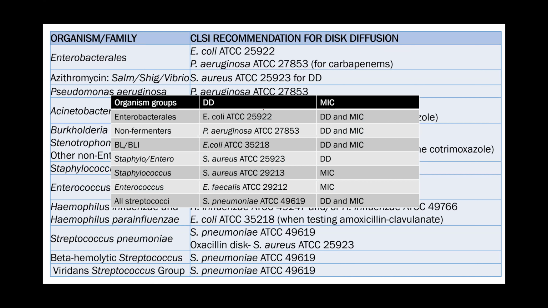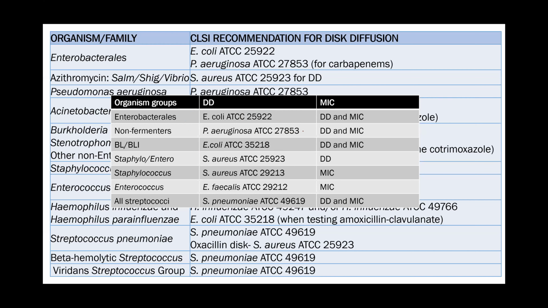So ATCC 25922 is the E. coli strain for enterobacterial, and 27853 for non-fermenter. What you need to remember is, when you are testing for BLBLI, that is the combination agent like piptaz, amoxiclav, in such case, you have to use a beta-lactamase containing strain of E. coli. So this is another QC number.